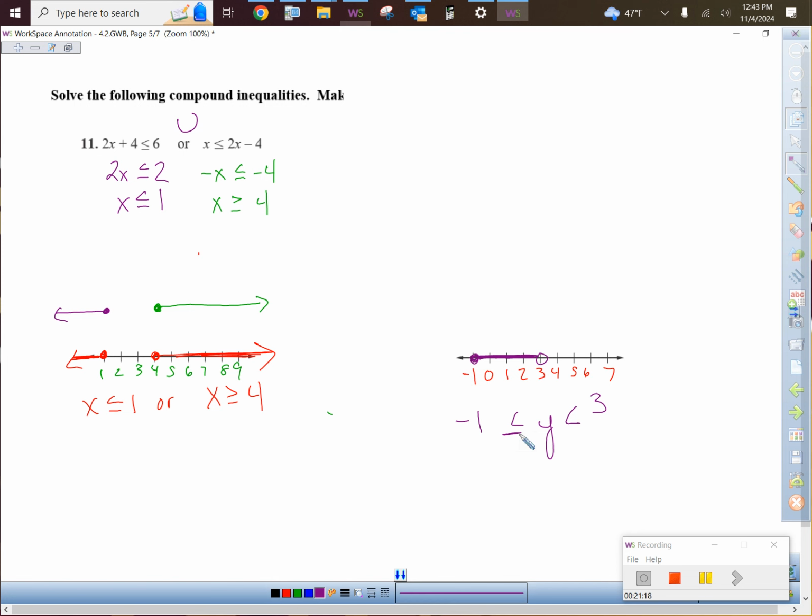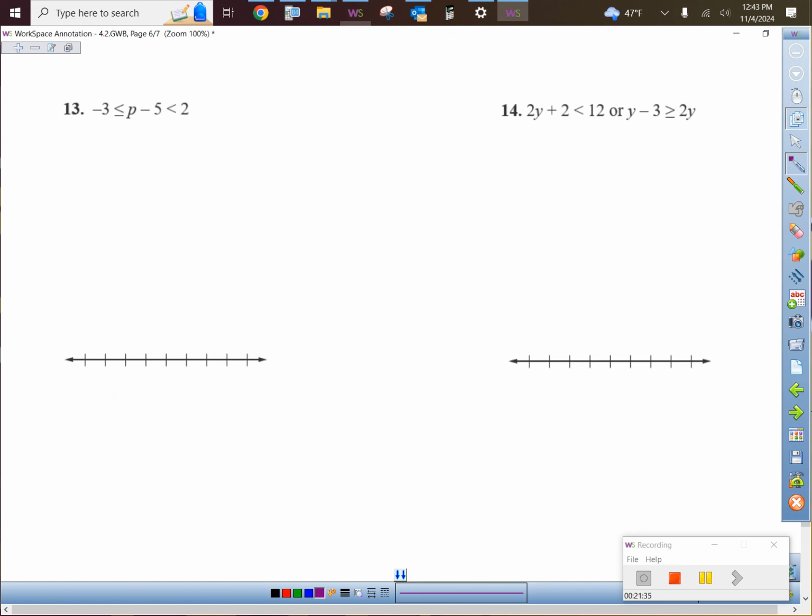Cool. Let's see how few of these we have to do. Let's check out 13. That's different. Is that an and statement or an or statement? What do you think? It's an and. Like, we haven't talked about it, but or statements cannot be written like that, where that compound inequality, those are always and statements.